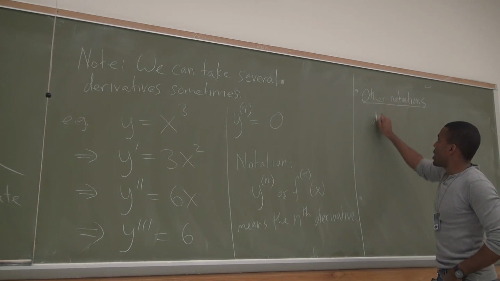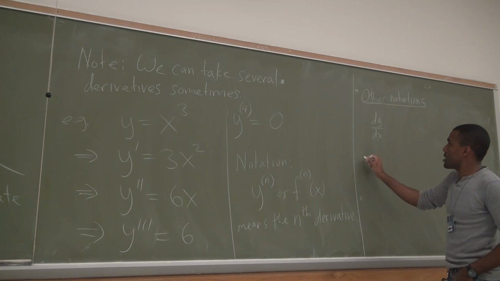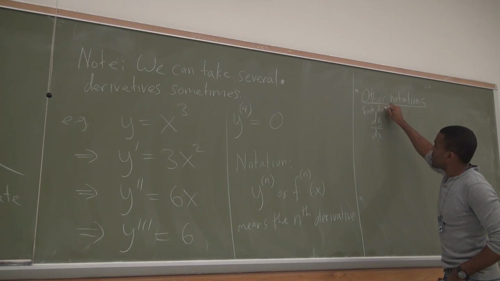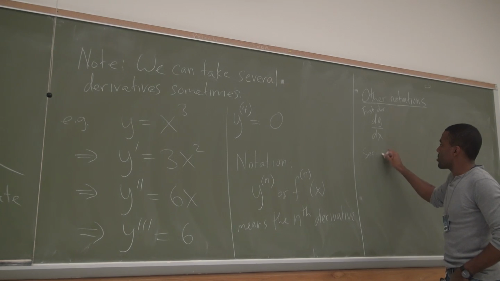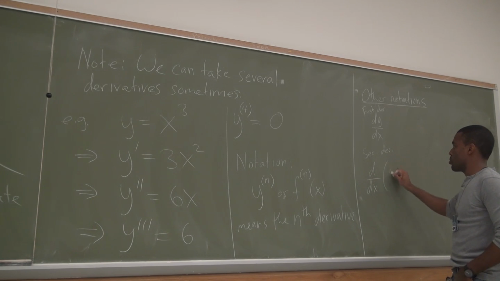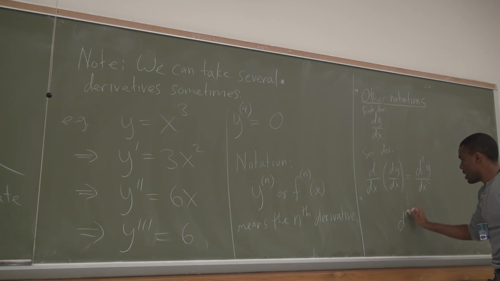Otherwise, remember the Leibniz notation, dy dx? This just means the derivative of y. So this is the first derivative. If I take a second derivative, what I can do is take the derivative with respect to x of the first derivative that I took. And so I can write this notation as d squared y dx squared, and etc. I can write d^n y dx^n for the nth derivative.